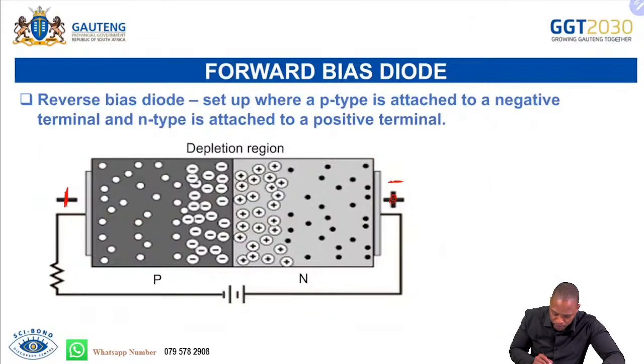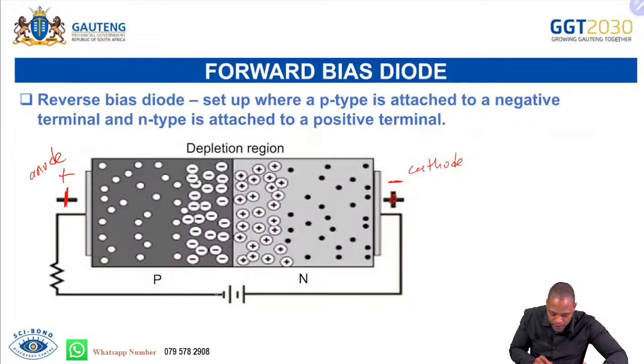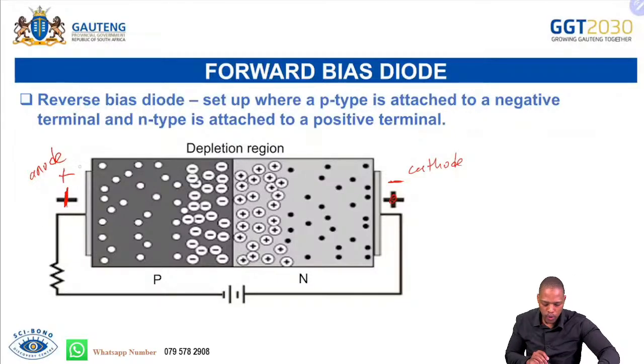So let's rather connect the negative terminal to the P-type, the anode, because it will still be an anode. Okay, let's connect the negative terminal to the anode, and let's connect the positive terminal to the cathode. Are we still going to have electricity being conducted there?